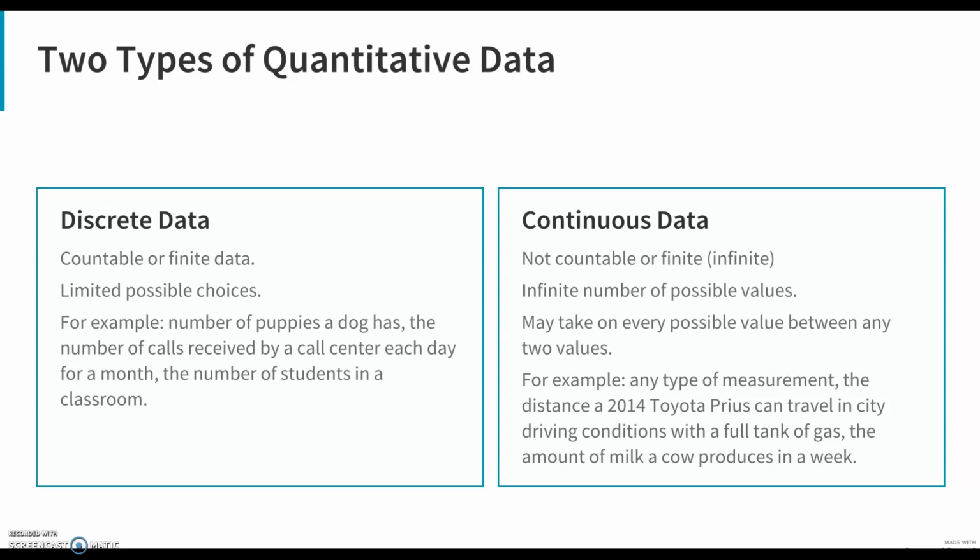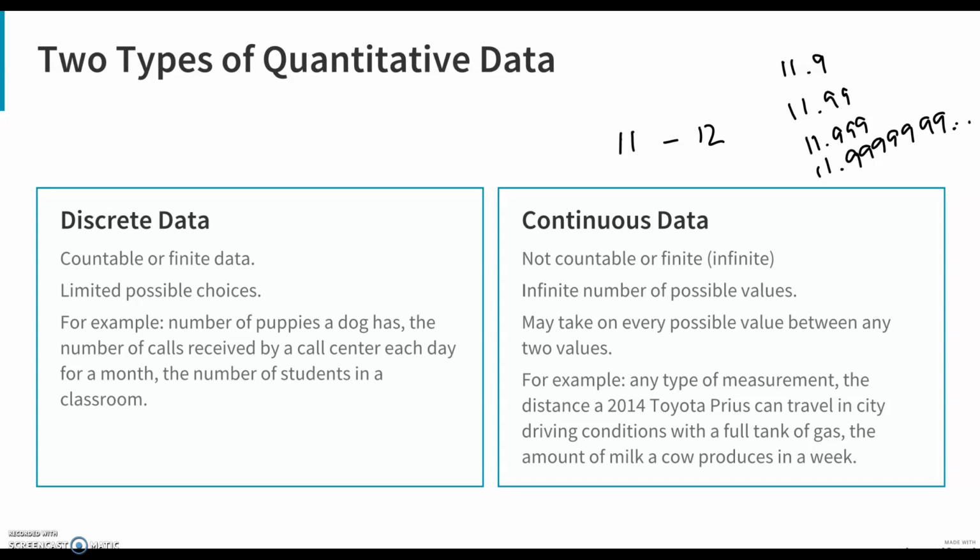So it may take on every possible value between any two values. So say we've got 11 and we'll go to 12. Say we're getting really close to 12. We can have 11.9 or 11.99 or 11.999. You see where I'm going? We can keep doing this forever. Okay, or an infinite amount of times.